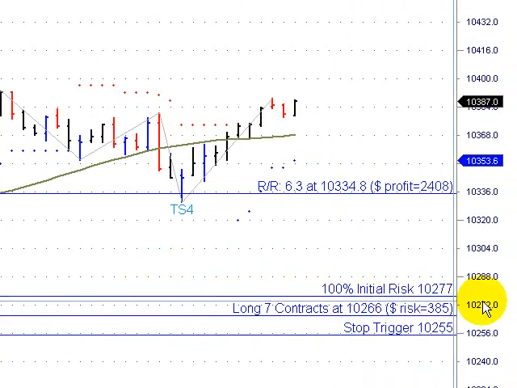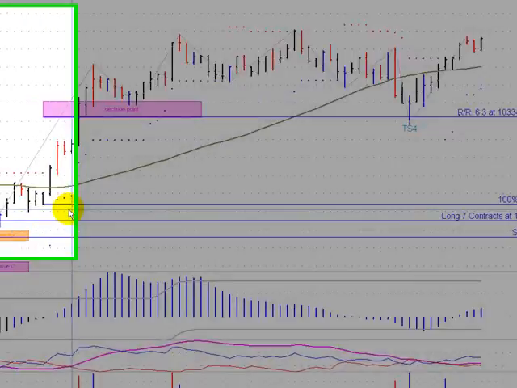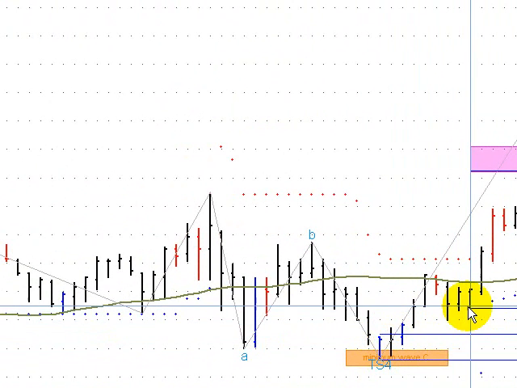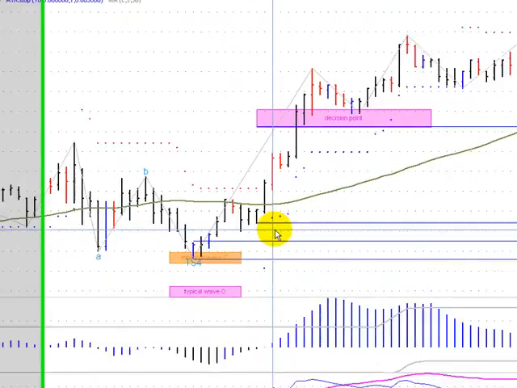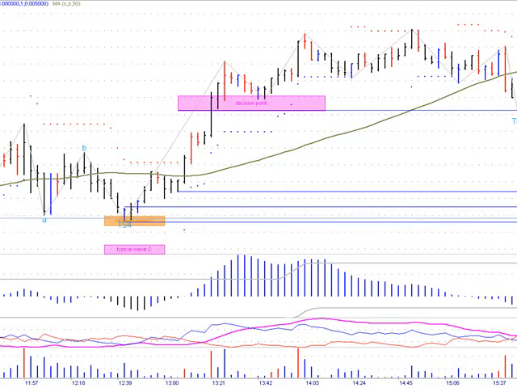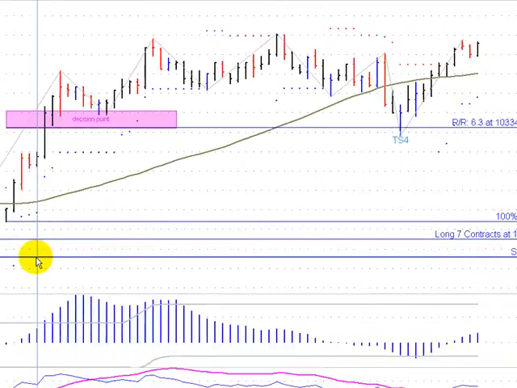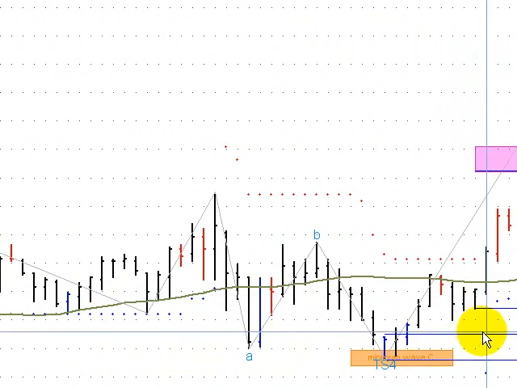Here's our 100% initial risk line. Make that a little larger here. And you can see, once you entered this trade, if you did move your stop once the price got to the 100% initial risk line, it never threatened that once you moved it up there. In this case, not a whole lot of wiggle room here. This one worked out fine, but this may be one where you just leave the initial stop in place at 10,255 since you're only risking 11 points, $385. In this case, like I said, it never did threaten that stop.